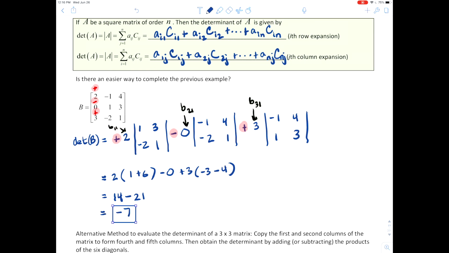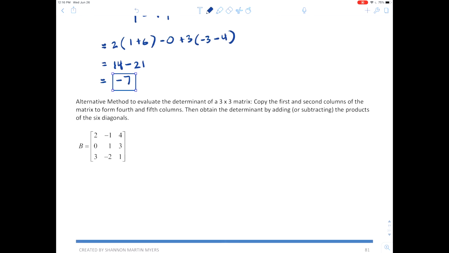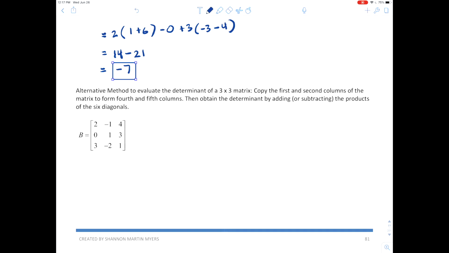Let me show you another way that a person can compute the determinant for a 3 by 3 matrix. I don't know that it works on any order greater than 3. And you know what? If it did, it would probably end up getting messy anyway. Let's just check out this way. The method that you use is you copy the first and second columns of the matrix to form fourth and fifth columns. So you'll have a 3 by 5. Then you obtain the determinant by adding or subtracting the products of the 6 diagonals.